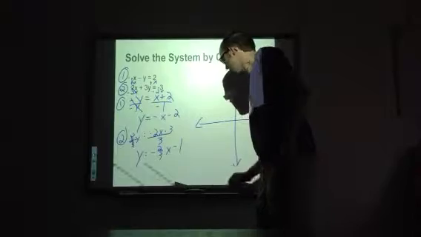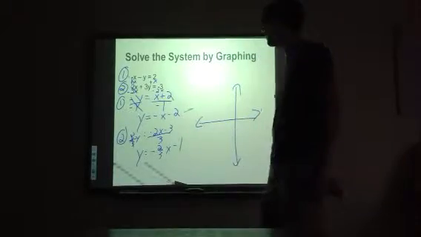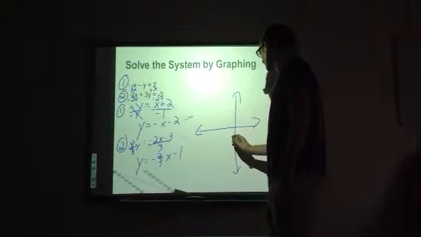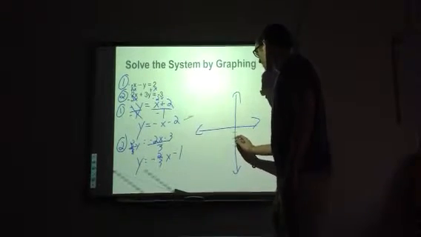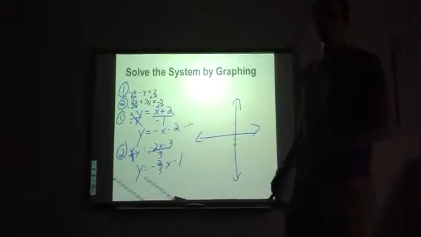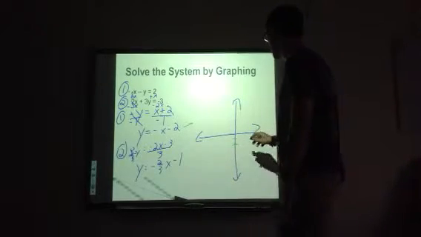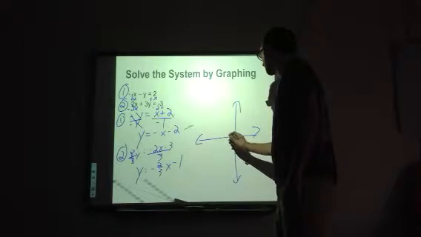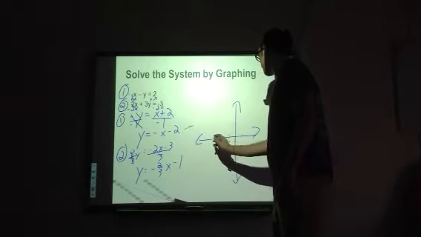Alright, so let's go up. Let's graph those. Let's graph equation 1 in green. So what is your y-intercept? Your y-intercept is going to be negative 2. What's your slope? What are you multiplying x by? You multiply x by negative 1. So you're going to go down 1 to the right 1, or up 1 to the left 1.